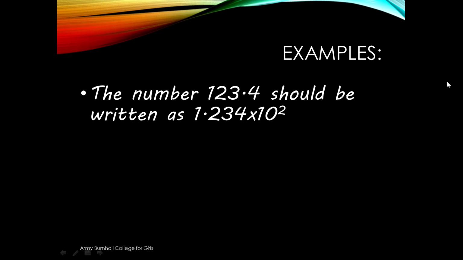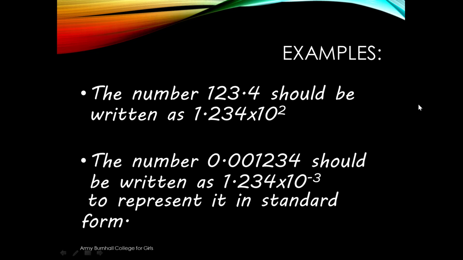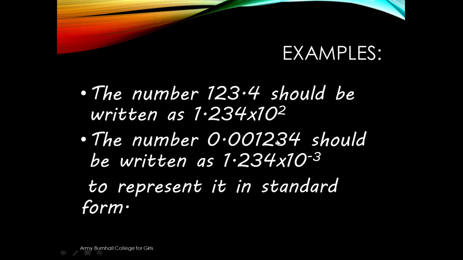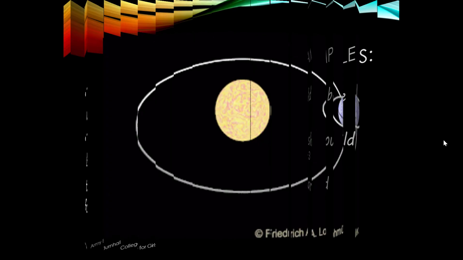For example, if we are having the number 123.4, that should be written as 1.234 multiplied by 10 raised to power 2: one non-zero digit before the decimal multiplied by some power of 10. That is the standard form. And if we are having the number 0.001234, that should be written as 1.234 into 10 raised to power minus 3. Again, one non-zero digit before decimal. It is a representation in the standard form.